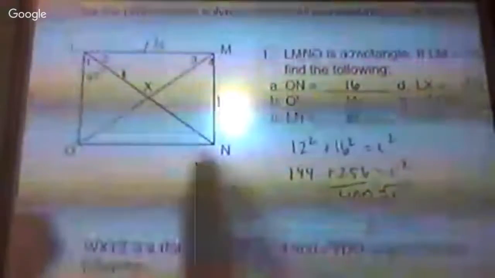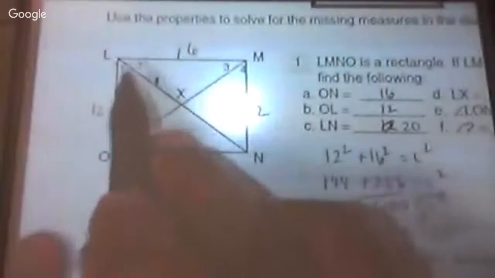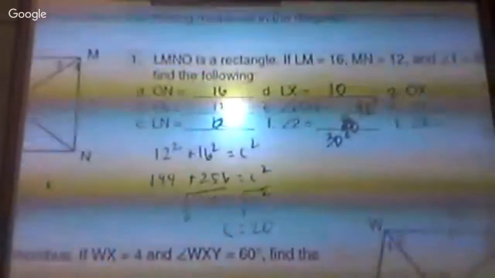Angle LON. This is a rectangle, so this should be a right angle. So angle LON is 90 degrees. Angle 2. Well, if one part of this is 60 and this is a right angle, the other part is 30 degrees. 30 degrees for F.